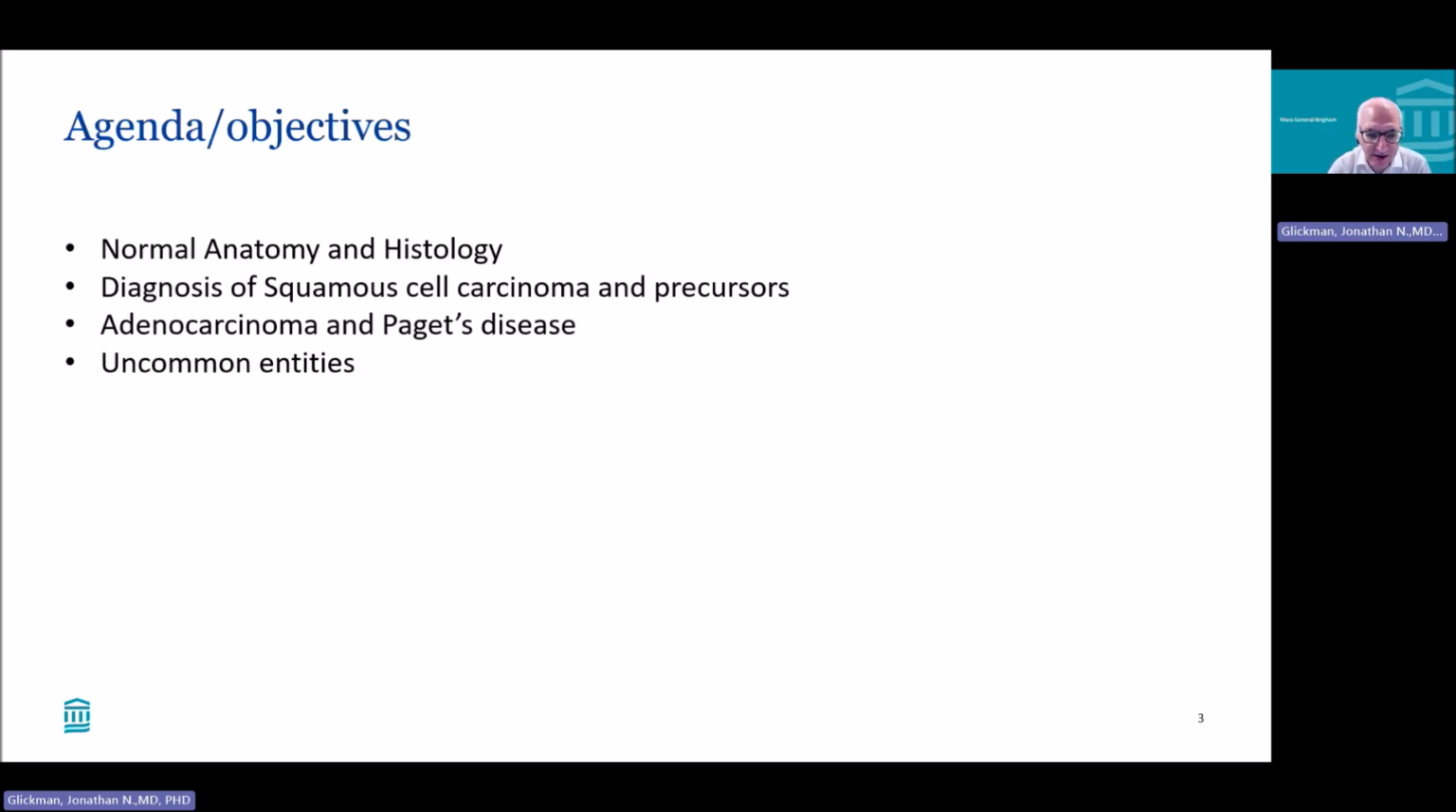So a brief outline of the agenda and objectives. I'm going to very quickly talk about normal anatomy and histology of this region. We'll go on to diagnosis of squamous cell carcinoma and its precursors, then talk somewhat about adenocarcinoma and Paget's disease, and mixed in will be some consideration of some more uncommon entities.